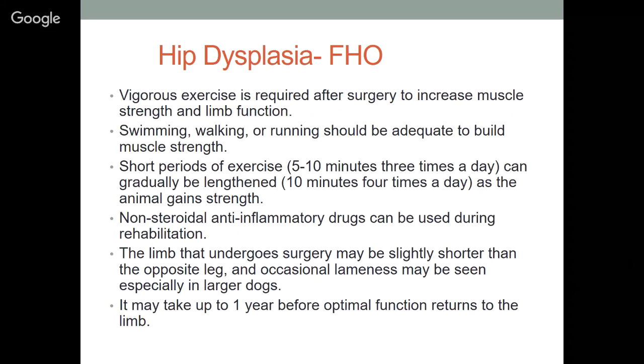We want adequate exercise in order to build muscle strength. Short periods of exercise, 5 to 10 minutes, 3 times a day, can be gradually lengthened into 10 minutes, 4 times a day, as the animal gains strength. We want to use non-steroidal anti-inflammatory drugs during rehabilitation.